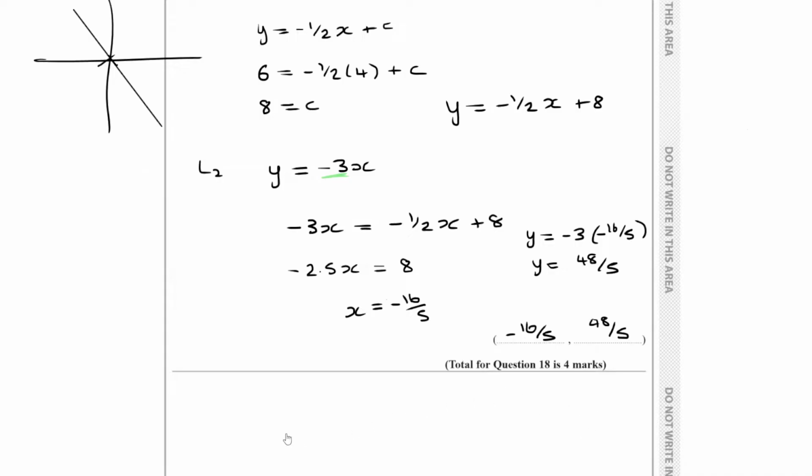Okay, so question 18, there we go. I don't know if you'd get marks for that, because like I said, it's not a non-calculator paper, so I'd have to check the mark scheme.